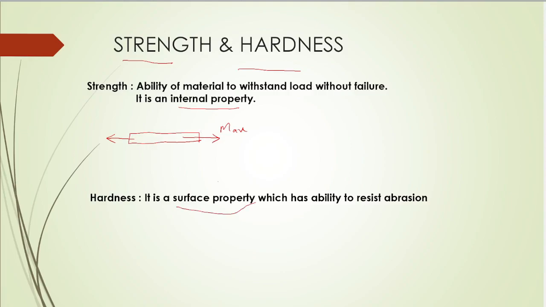Whereas hardness is the surface property of the material, which is its ability to resist abrasion. See, if we take a metal and a cardboard box, we can easily remove particles from the cardboard box, whereas it is very difficult to remove particles of the metal. That means metal is harder than the cardboard box. A material is said to be hard if it is difficult to scratch, wear and penetrate.